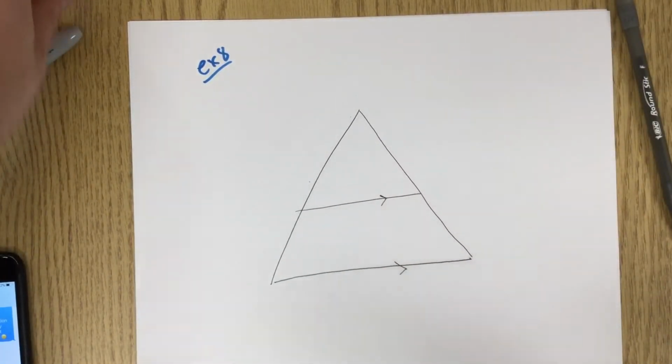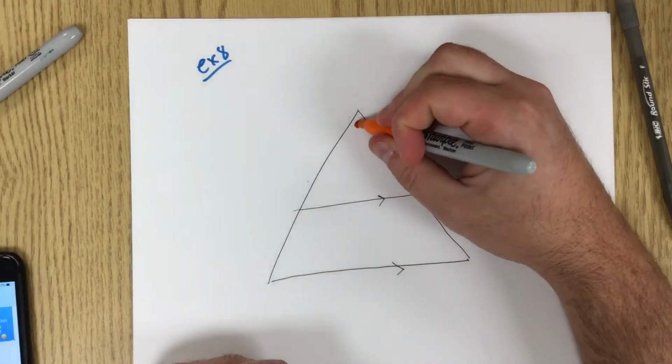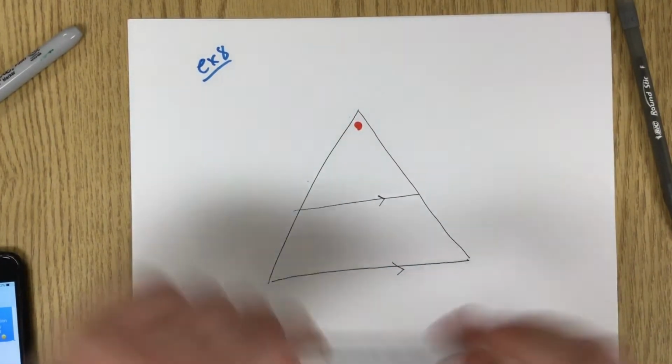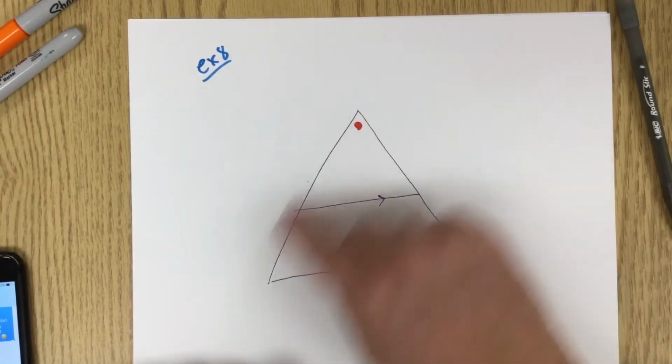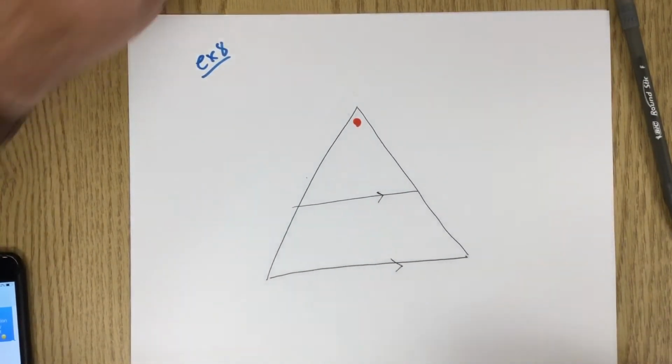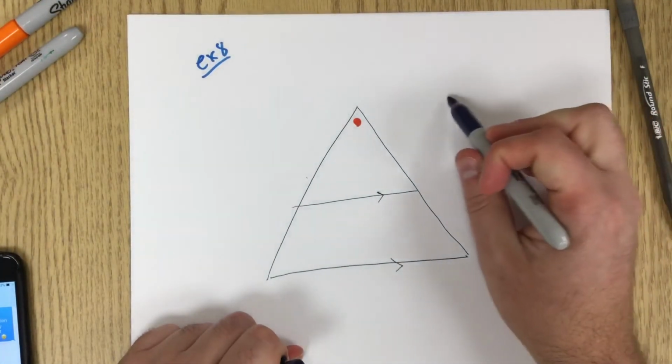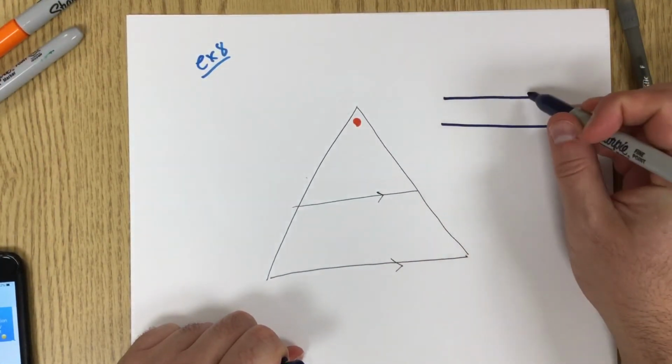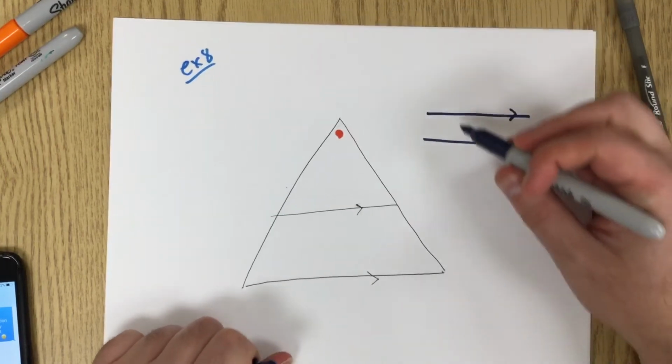And what we could see is that this angle is common to both triangles. It's common to the small one, and it's also common to the big one. But now we need to do something else. So what we're going to have to do is something with parallel lines. That's what these arrows mean, of course, parallel lines.